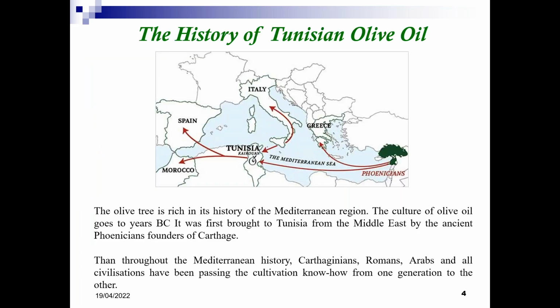Let's go to the history of Tunisian olive oil. As you see in the map, the olive tree is rich in history in the Mediterranean region. The culture of olive oil goes back to ancient times. It was first brought to Tunisia from the Middle East by the ancient Phoenician founders of Carthage.